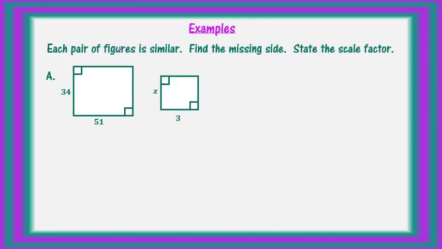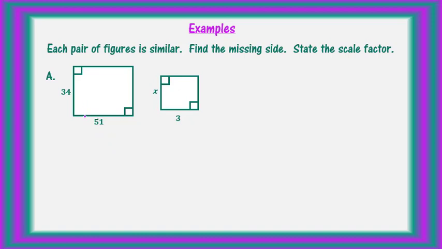For the first example, we are going to use the characteristics that we just discussed in order to find the missing side of one of the similar figures in a pair. Each pair of figures is similar, so we're being told this, we don't have to prove it. Find the missing side. Also, we're going to state the scale factor. So remember again that when we're looking at similar figures that we actually know are similar, the ratios of lengths of corresponding sides are equal.